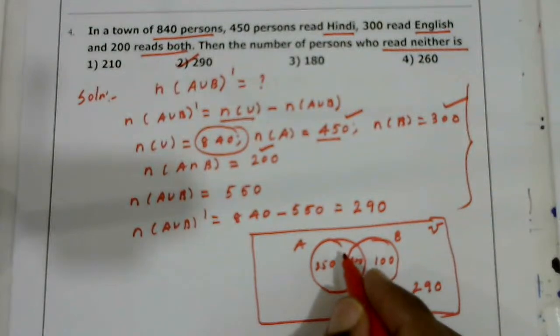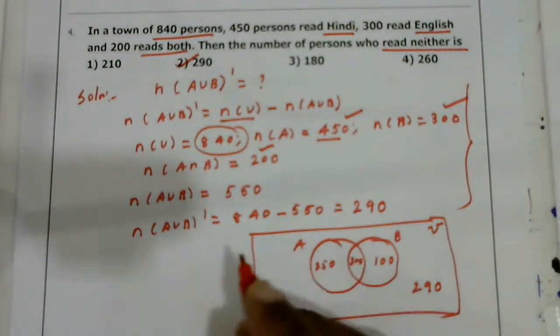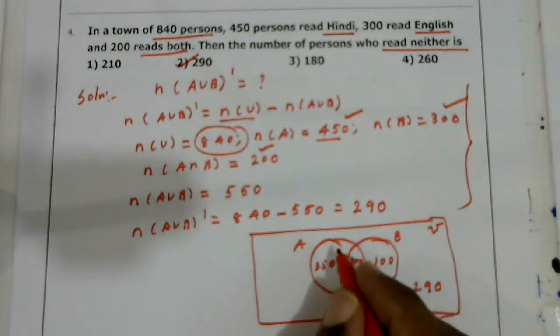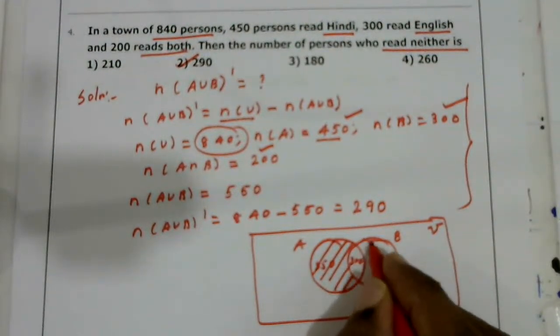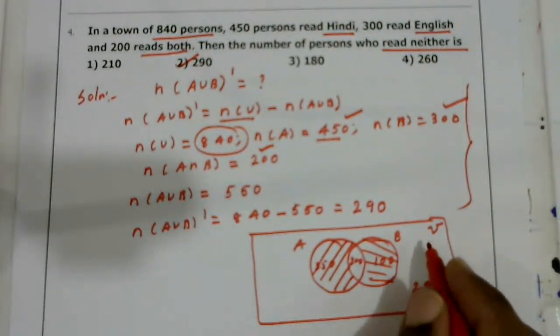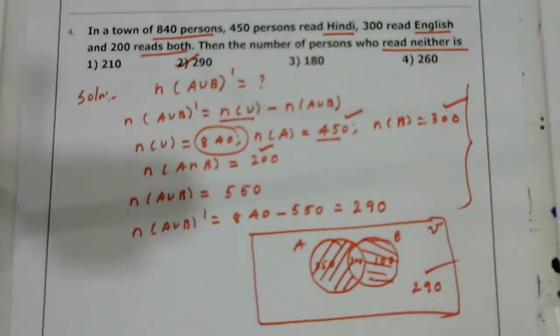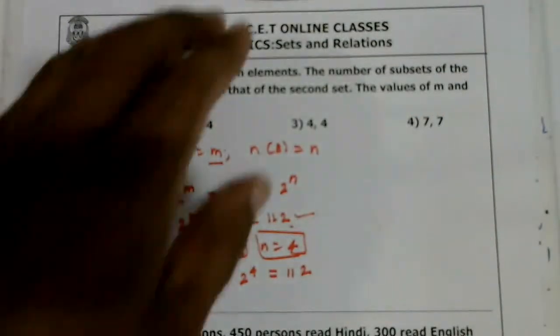And suppose you are asking only A, what is the total number of persons who read only Hindi newspaper? That time it should be your 250. That is your only A, and this is your only B, and the outside part is neither A nor B. That is your 290. Better. Next question.